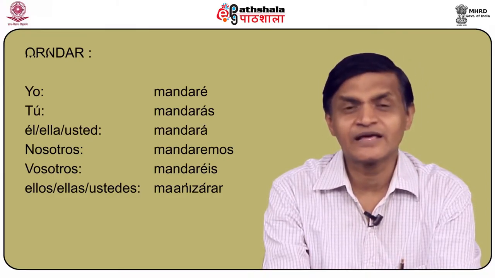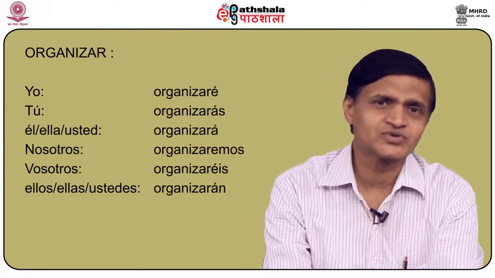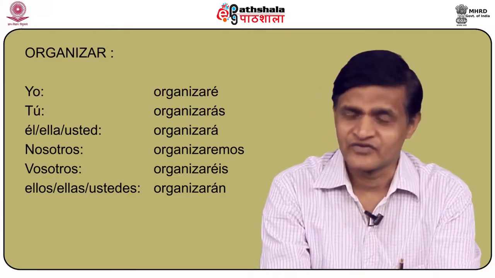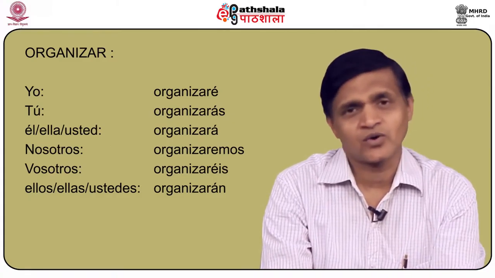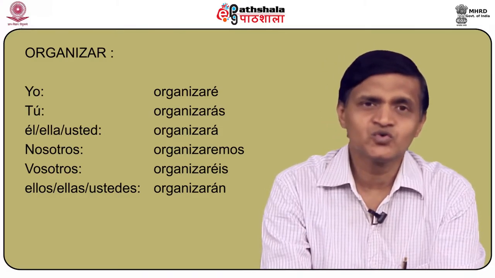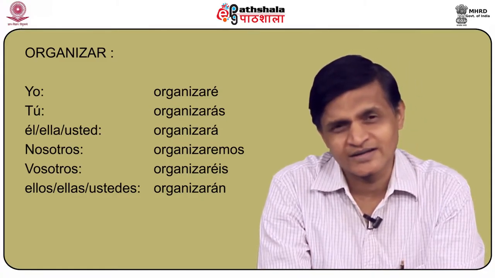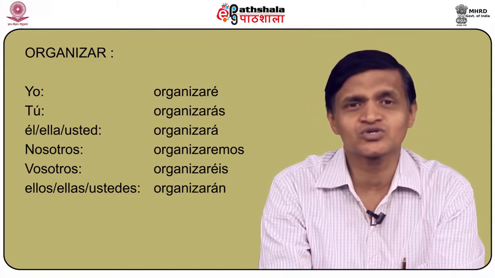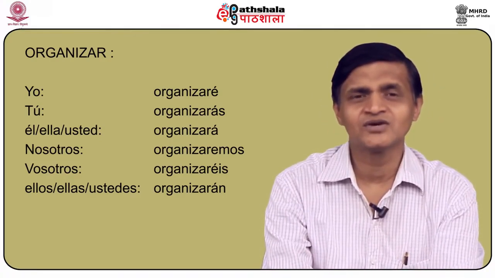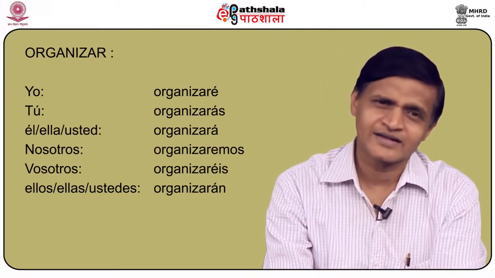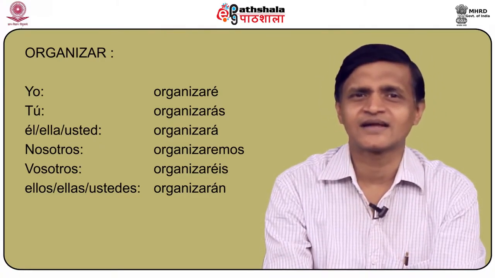How do we conjugate a verb like organizar in the future? Well, organizar is an AR ending verb, so we conjugate it like any other AR ending verb. We have already seen many of the verbs that we have done, like hablar. So, like hablar, organizar is yo organizaré, tú organizarás, él, ella, usted organizará, nosotros organizaremos without accent, vosotros organizaréis, and ellos, ellas, ustedes organizarán. I repeat, organizaré, organizarás, organizará, organizaremos, organizaréis, and organizarán.